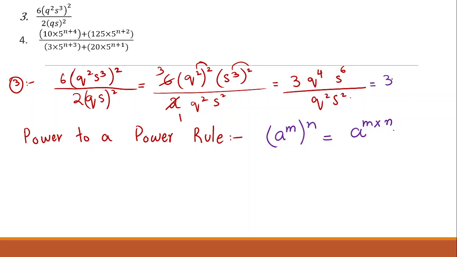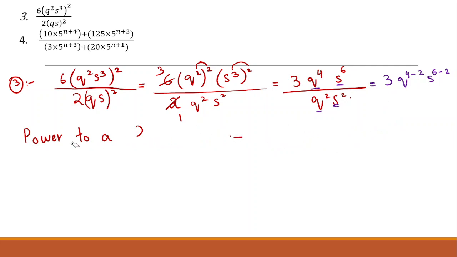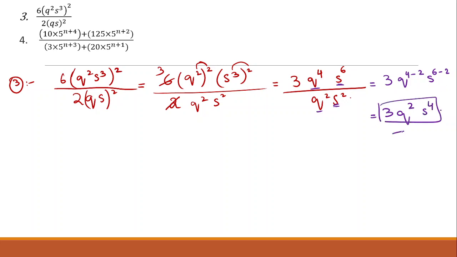So what we will do, we will just use the quotient rule: q to the power 4 minus 2. Similarly, s to the power 6 minus 2, because these bases are the same, right? Q, Q, S and S. So we can just subtract the exponents. Let me remove it. So it will become simply 3 to the power q, 4 minus 2 is 2, 6 minus 2 is 4. So this is the final answer.